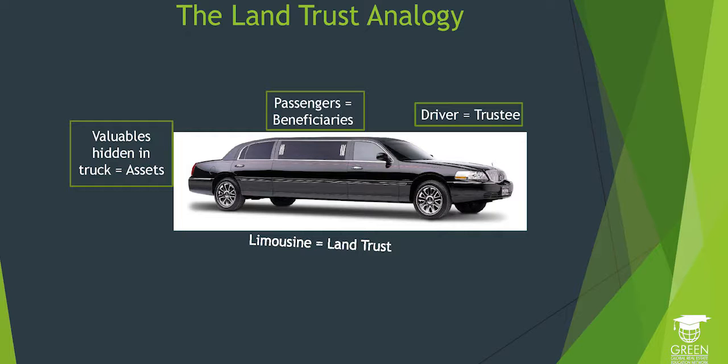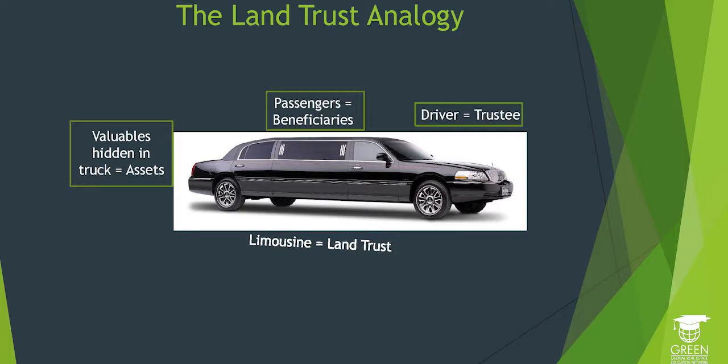The passengers are the beneficiaries. They sit inside the dark tinted windows. Nobody sees who they are, but they know that this is their limo, right? And the driver, well, you can see the driver. That's the trustee. The trustee drives the limo. That's the person that is seen.